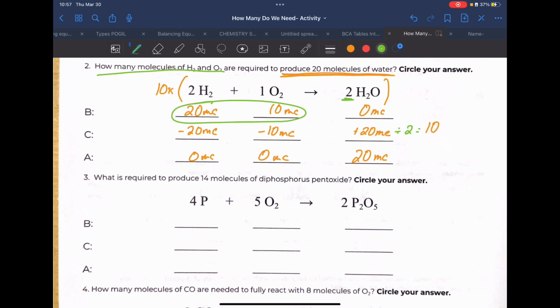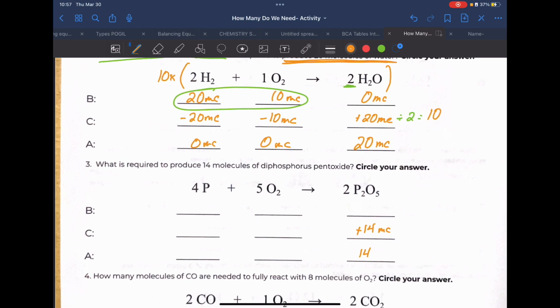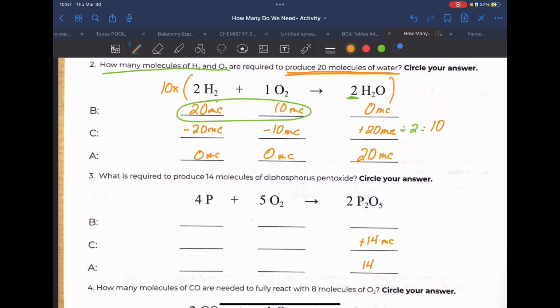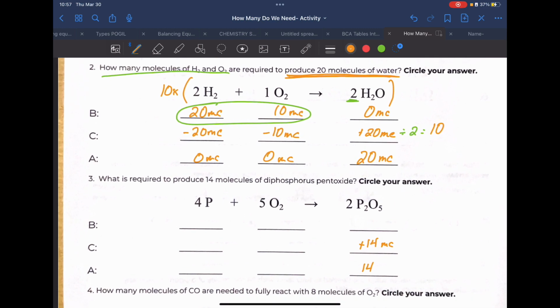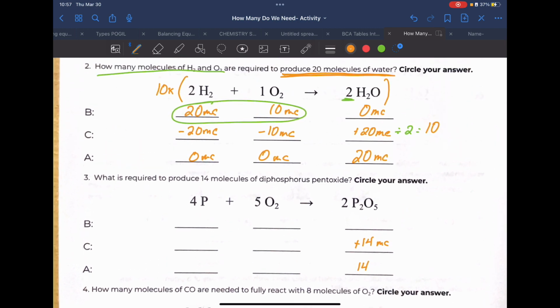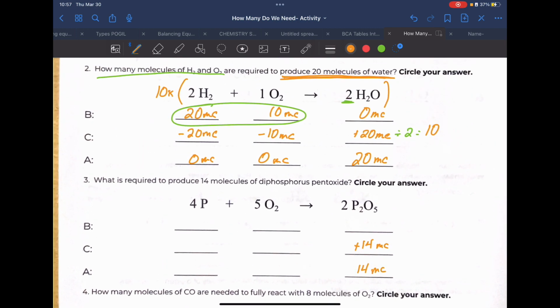Number 3, again, you can give this one a shot yourself. And here we go. We're producing 14 molecules. You're probably getting the hang of this by now. Don't skip through the rest of the packet, though, if you're like, this is easy, because there's one other kind of problem, and it's number 4. You'll see that number 4 is a little bit different. But I'll just fill this out now.